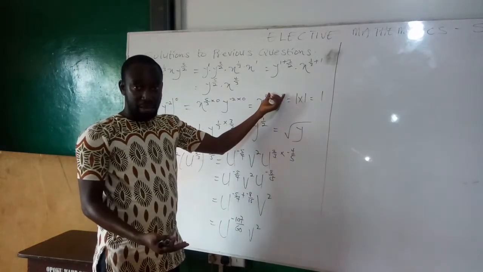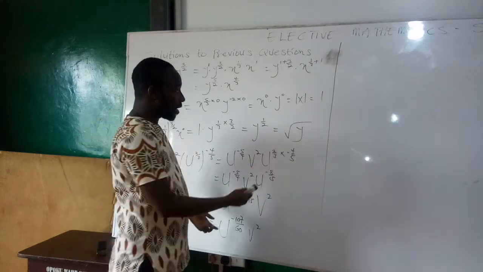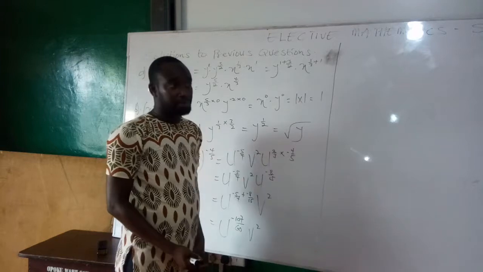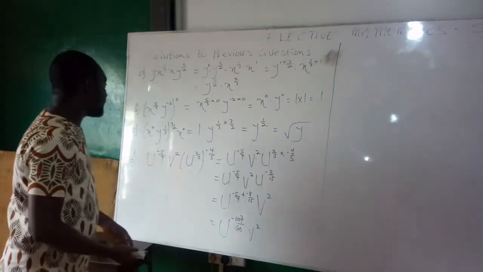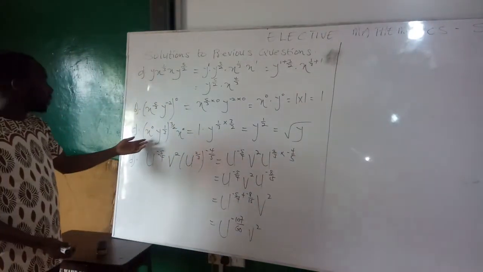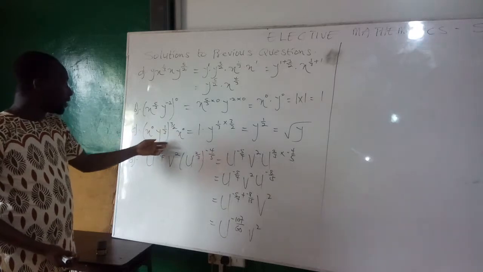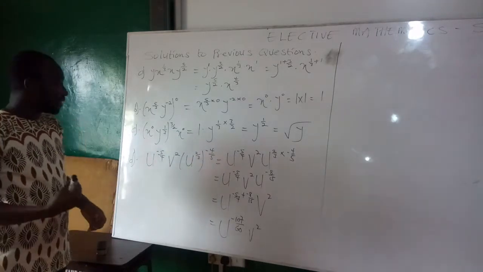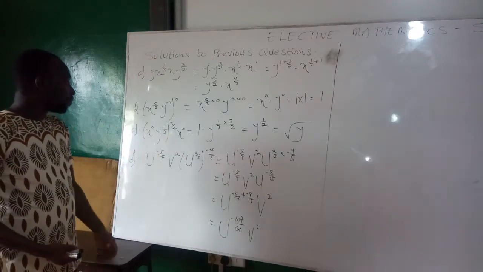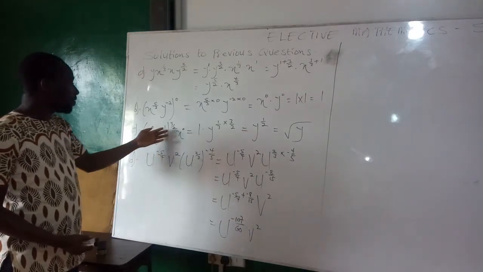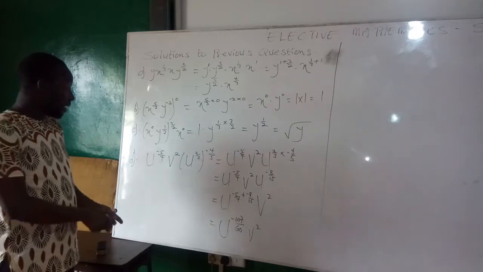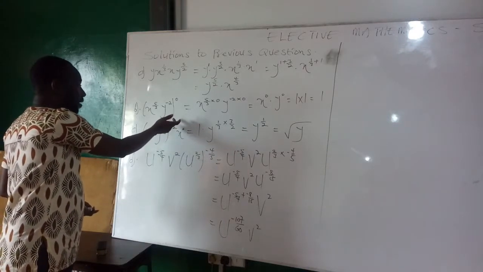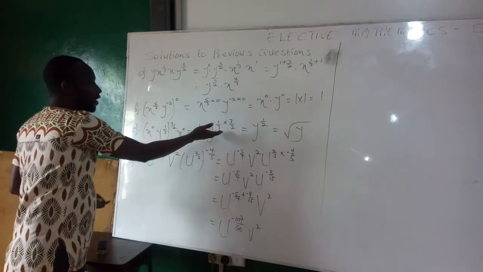Now we said that any number exponent 0 is 1. So we can have 1 times, then we have the 1 here, giving us 1. Then for the C part, we have x exponent 0 multiplying y exponent 1 third, all exponent 3 on 2, times x exponent 0. So we know that x exponent 0 will give us 1 as we have over here. Then we also have y exponent 1 third multiplying 3 on 2. So we have it this way.